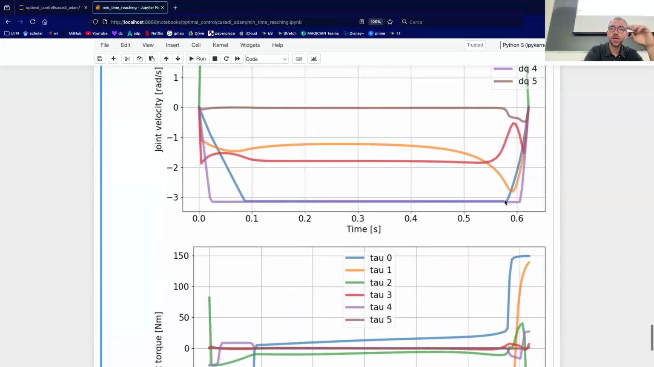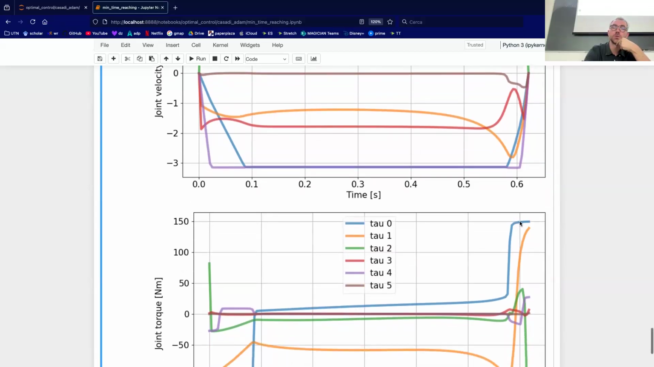And then at the end, we have the opposite happening. We want to decelerate as fast as possible. And so again, we saturate the joint torques, but in the other direction.